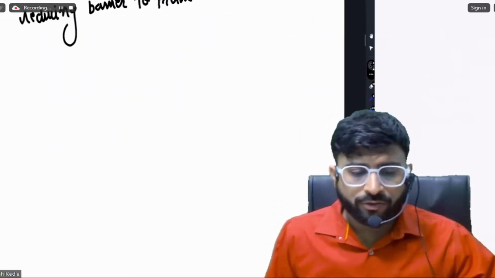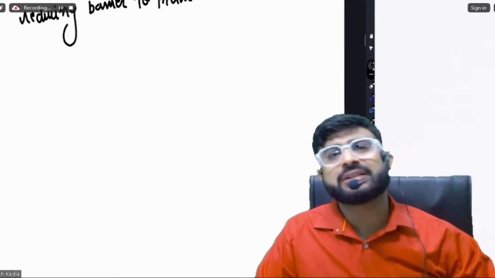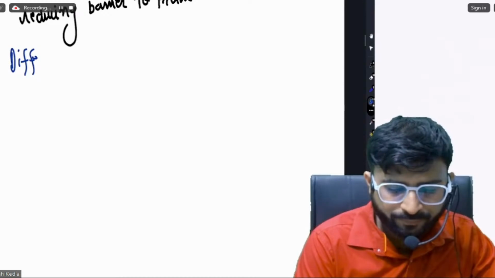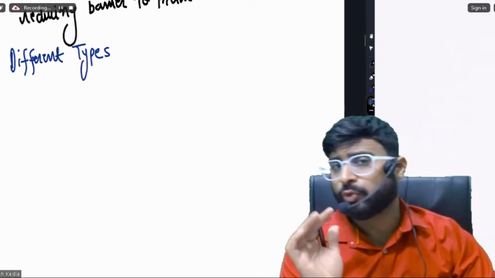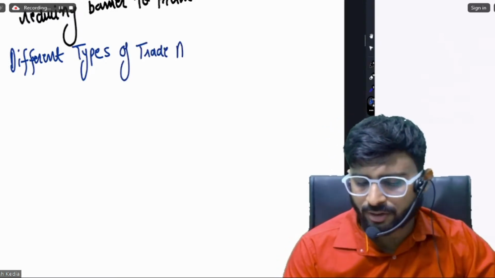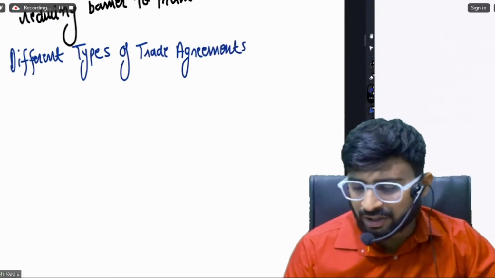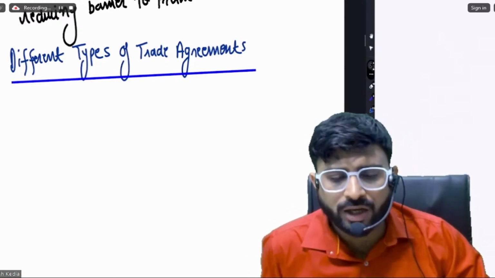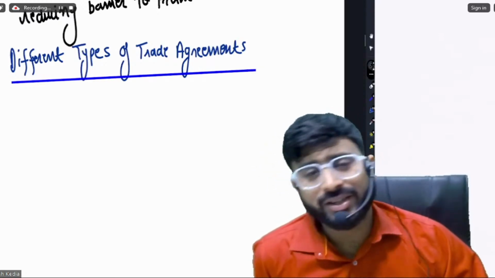Now, friends, different types of trade agreements. Let's try and understand. From an MCQ point of view, we are going to discuss different types of trade agreements. अलग अलग तरीके के ट्रेड अग्रीमेंट्स के बारे में हम और आप जानने वाले हैं. All right, everybody. Yes, sir. Please shoot further. We are ready.